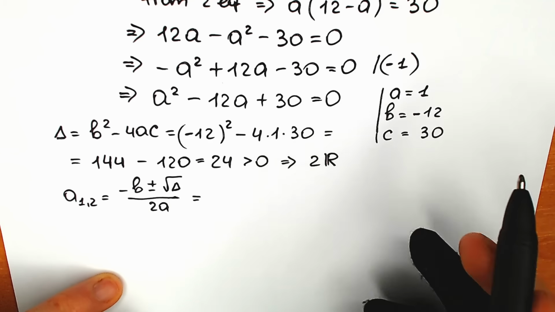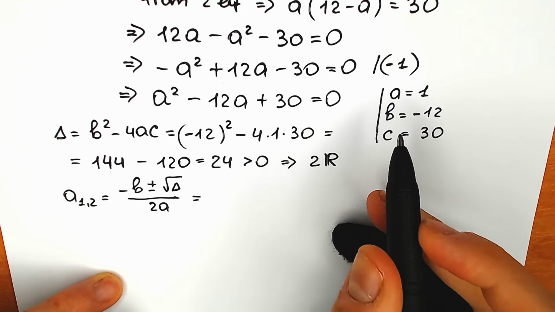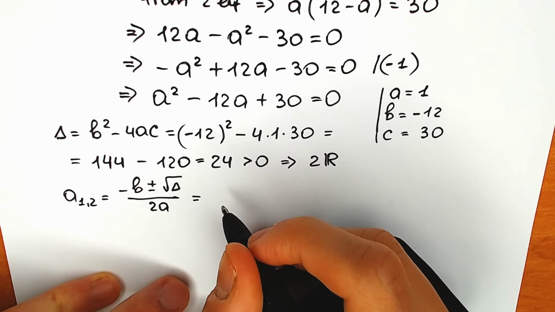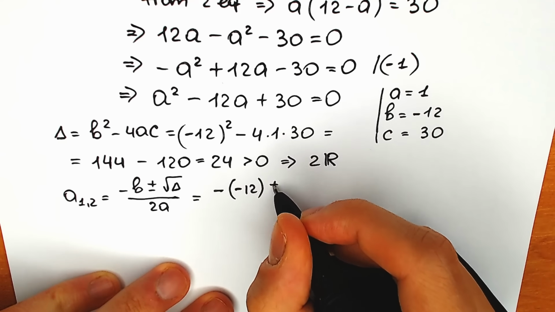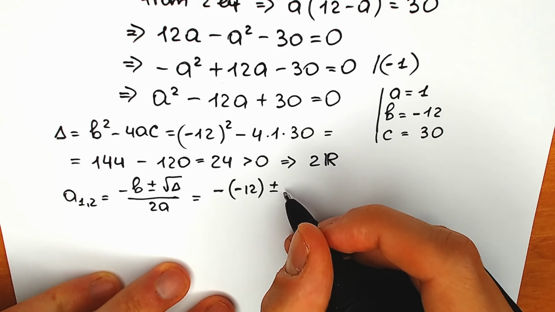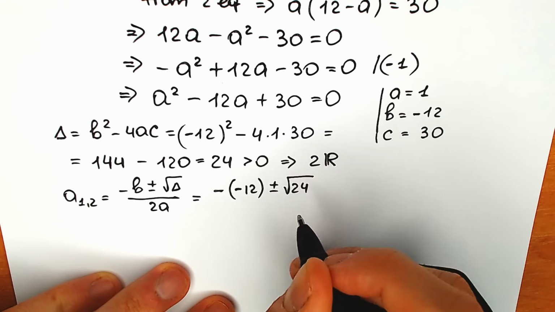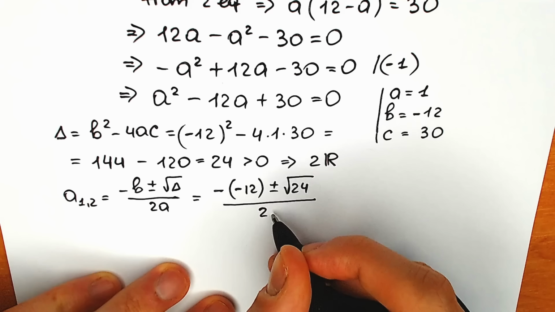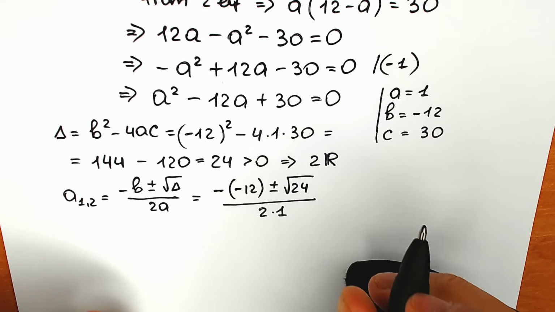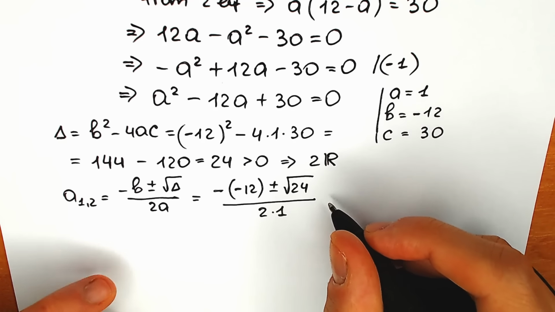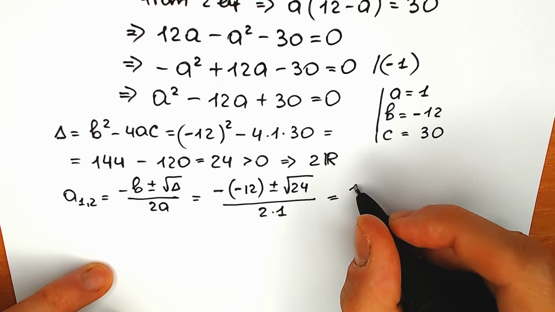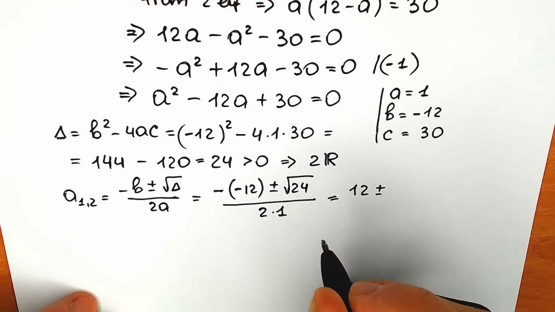What are we going to do next? Let's plug in everything. We know the discriminant, a and b. So we have minus b, minus minus 12, plus minus square root of the discriminant, square root of 24, all over 2 times 1. Let's simplify this real quick. First of all, right here we have two negative signs. If we multiply them with each other, we have positive. So we have only 12 plus minus square root of 24.